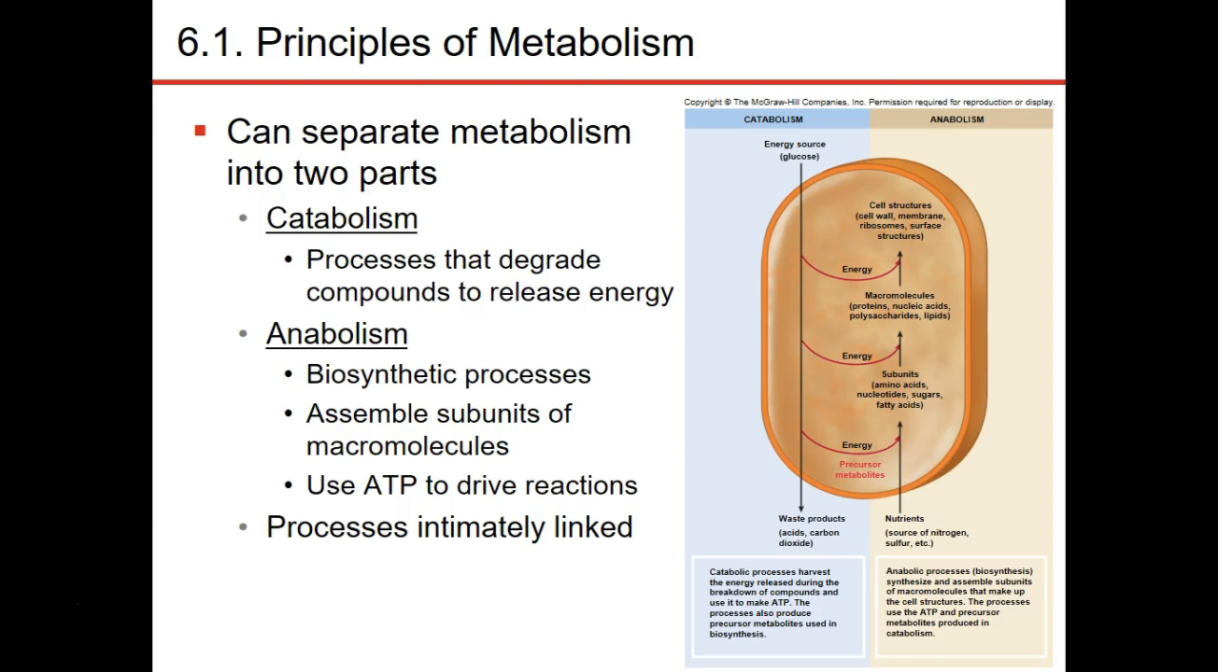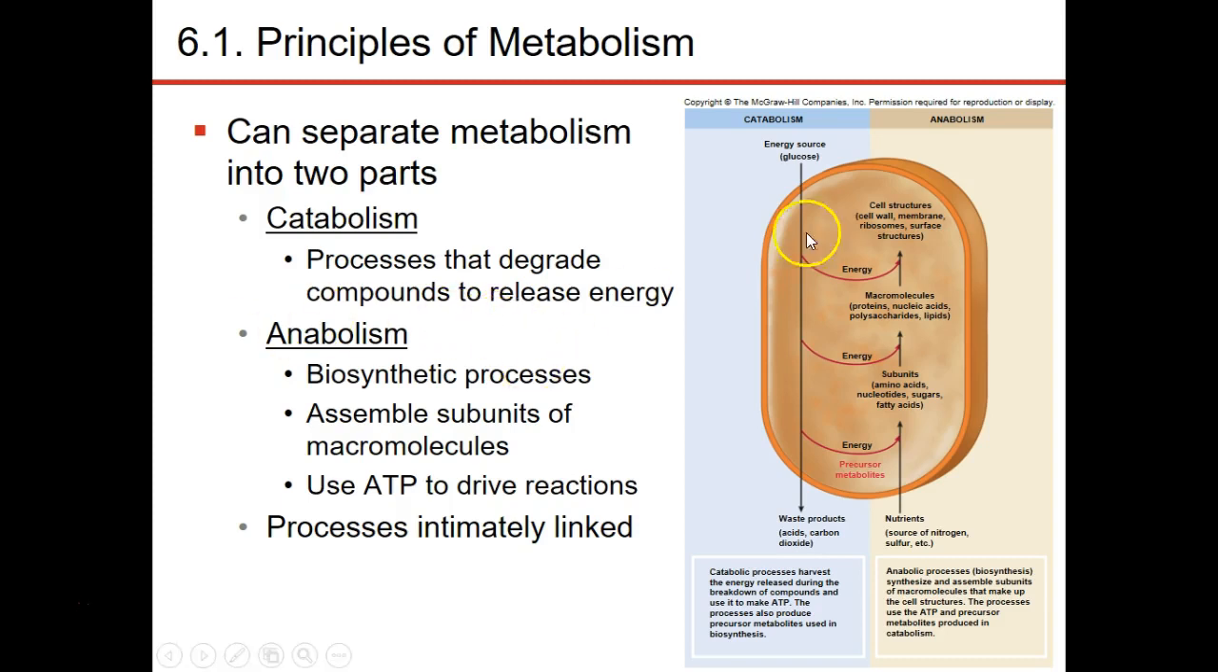So when we talk about metabolism, we can break it into two basic types, either a catabolic reaction or anabolic reaction. Catabolic reactions are reactions that break things down and they release energy, while anabolic reactions are reactions that build up larger materials from smaller subunits, and in the process they're going to take in energy.